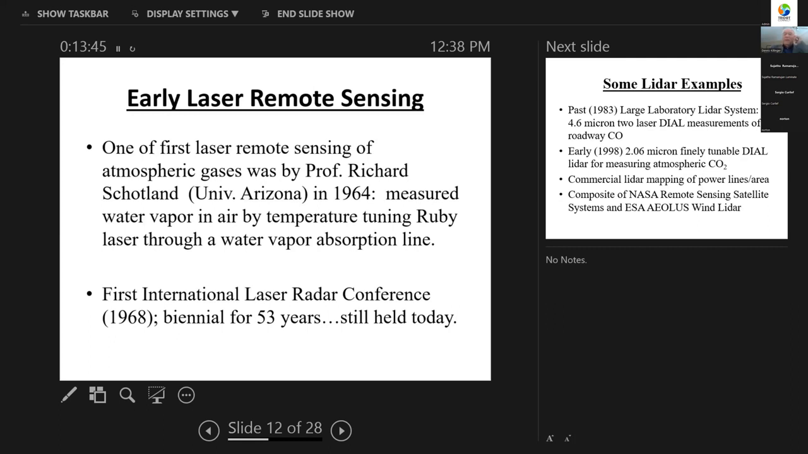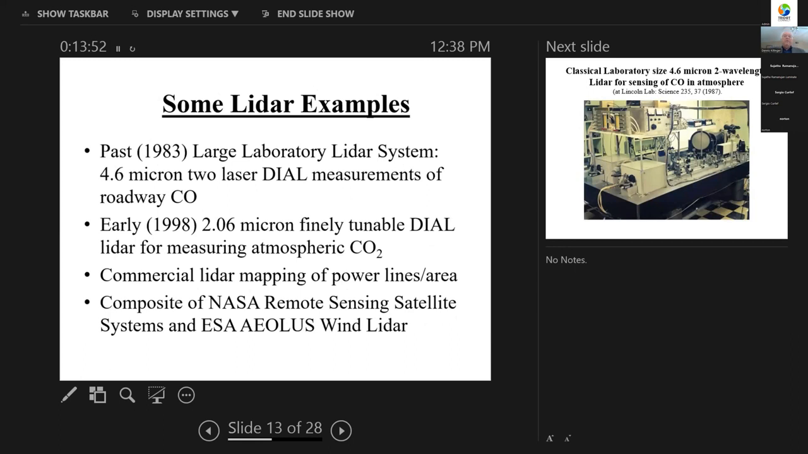Of this, some of the LiDAR examples I want to show you here, just so you get a feeling on this. Here's one of the large LiDAR systems that I worked with. We used 2 CO2 lasers, frequency doubled them, and this was for the DIAL sensing of CO across a roadway. I want you to see how large this LiDAR was. And then later, about 20 years later, a laser that we developed at 2.0.